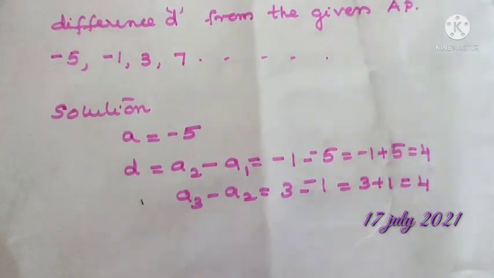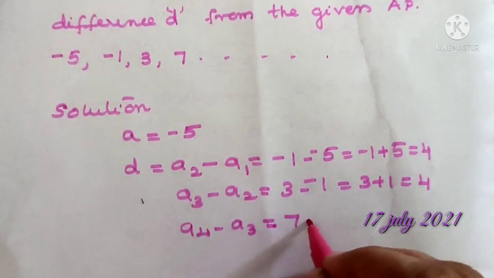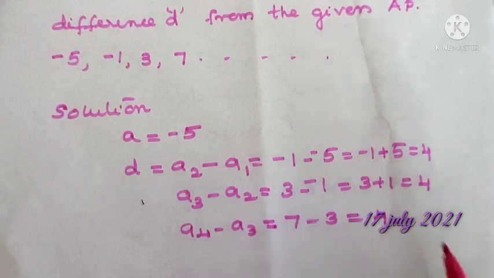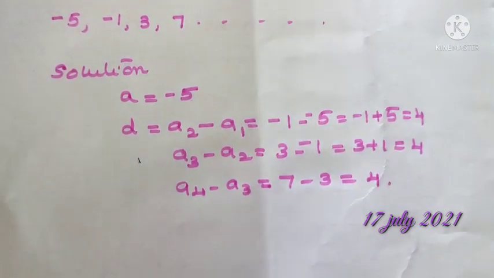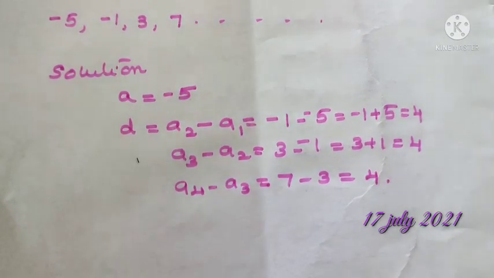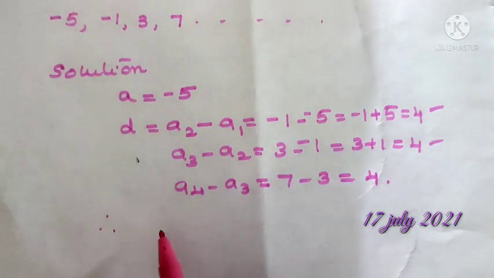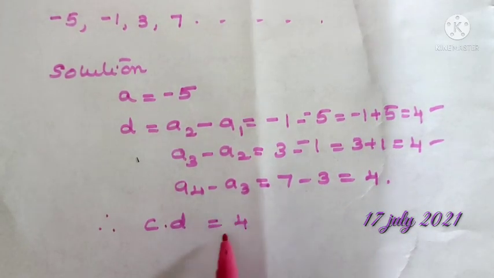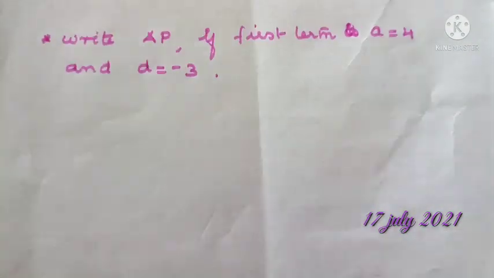Next what is one more term it is given, A4 minus A3, that is 7 minus 3, which is equal to 4. In all these cases you can see that the common difference, that is D only. Since it is given an AP, only 1 or 2 you should do and you can write. So write here common difference equal to 4 and A equal to minus 5.